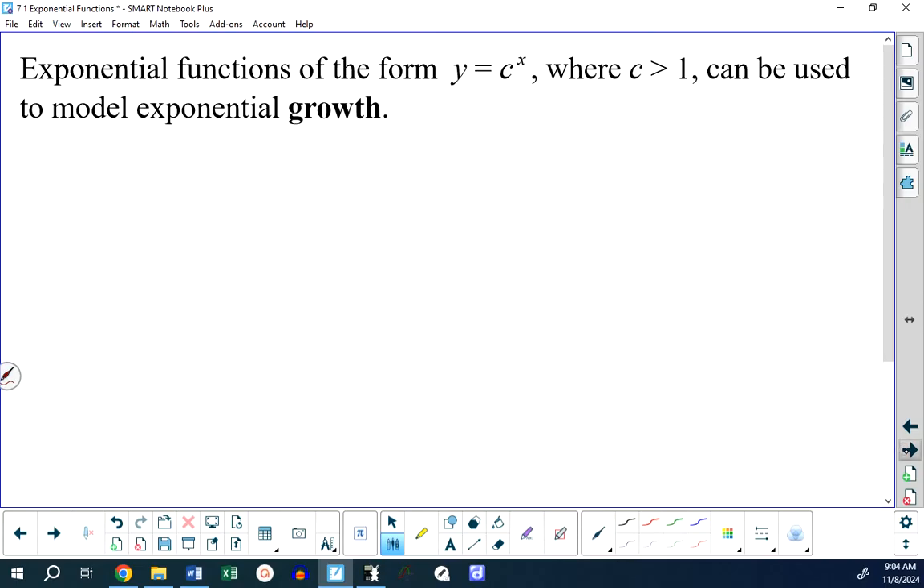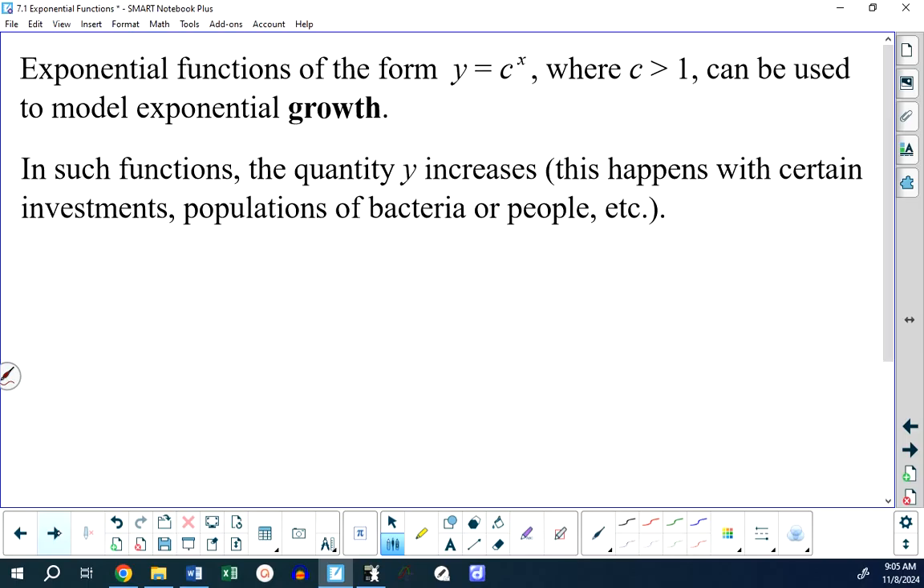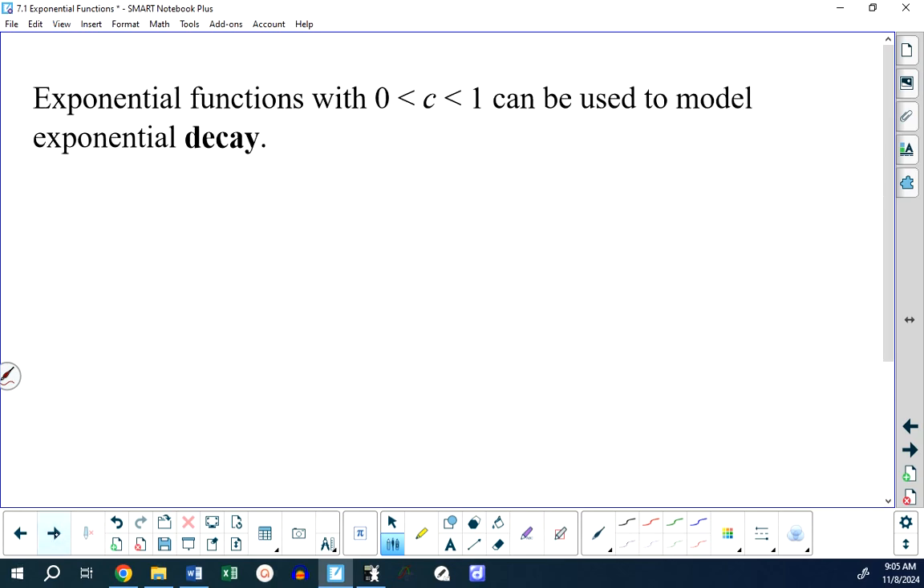Okay, so there's a different phrase we can use rather than saying an increasing exponential function. We can say that it's exponential growth. So if we have a graph that's exponential and y is increasing, maybe y is the population of mice in an old abandoned barn, and it's increasing. So we call that exponential growth. So certain investments, population of bacteria or people, there are lots of examples of exponential growth that we're going to be looking at.